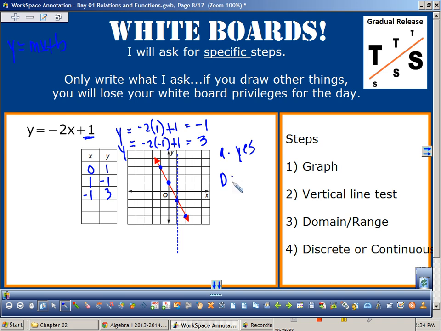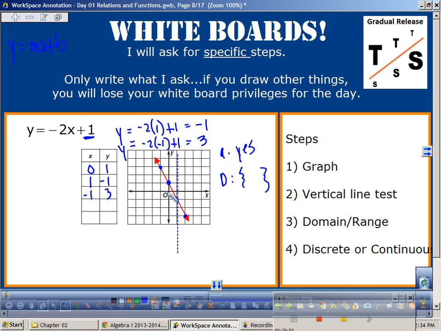Domain would be, if I substitute in 1 for x, am I going to get a y value? Yep, it's going to be down here. Go in this direction? Yep, it's there. This direction? Yep. Always, right? Go in the positive direction? Let's go the negative direction. Am I always going to get a value? All real numbers.